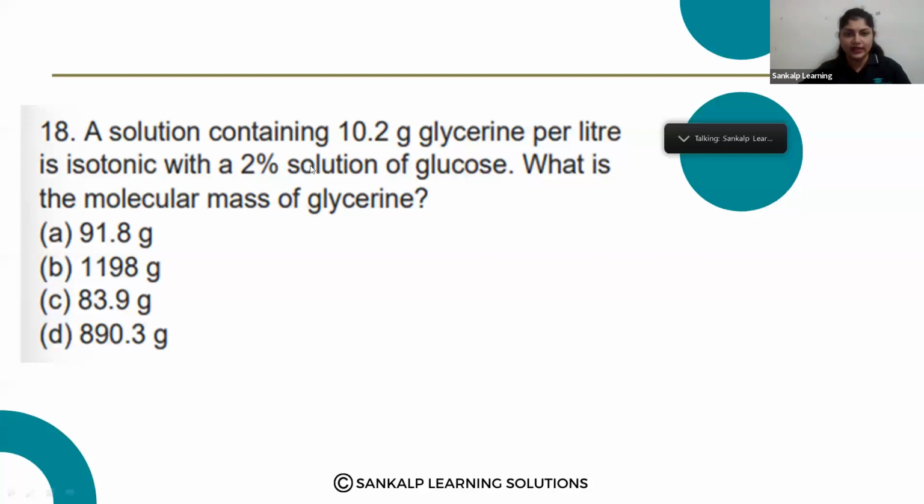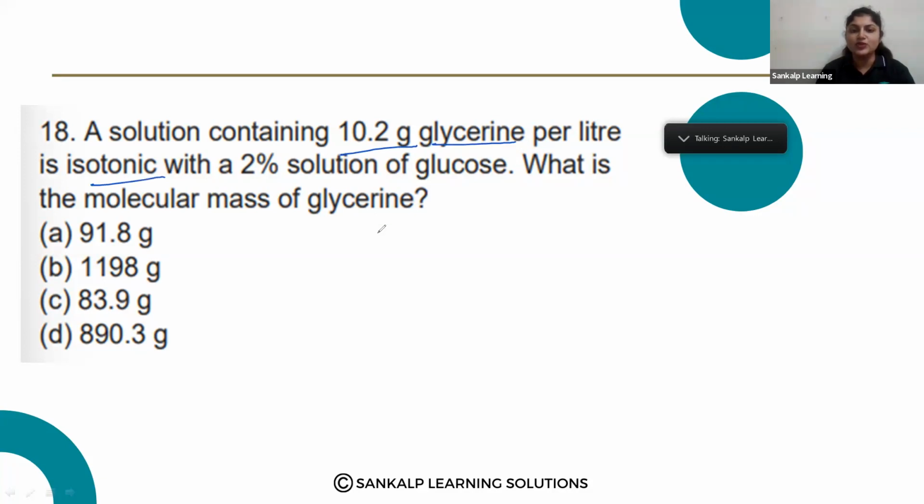A solution containing 10.2 grams of glycerine per liter is isotonic with a 2% solution of glucose. What is the molecular mass of glycerine? So the solution contains 10.2 grams of glycerine per liter and it is isotonic.